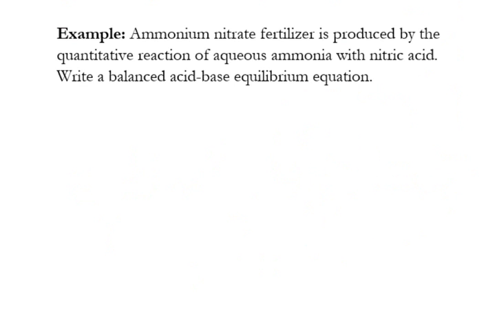Okay, so the next one here: ammonium nitrate fertilizer is produced by reacting ammonia with nitric acid. Let's try to write our equation. Again, I'm going to start by writing out some of the stuff I have. It says I have aqueous ammonia, so I must have NH3. If it's aqueous, though, I have to consider that water is also a possible reactant. And finally, it said I had nitric acid, so HNO3.